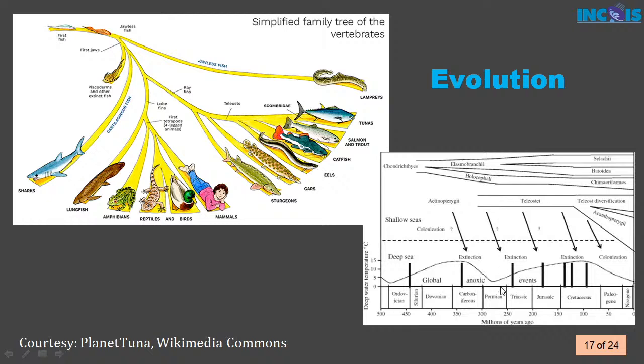In their evolution time, they have been exposed to very low temperatures, mass extinction events, very low oxygen in the atmosphere, and as a result, very low oxygen in the ocean water also. So this all points to that they should have very good capacity in tolerating low oxygen levels.